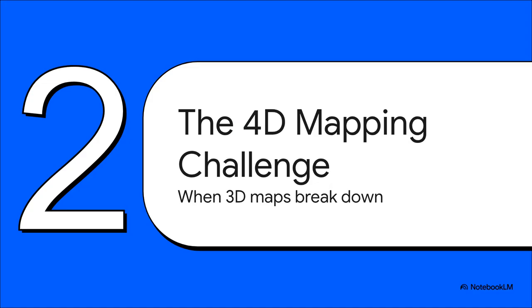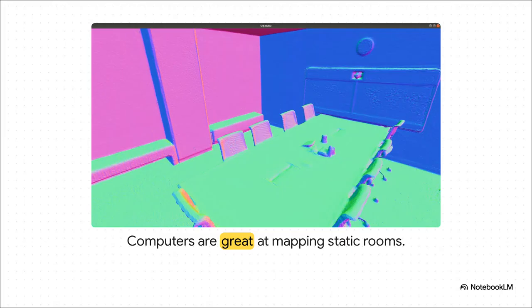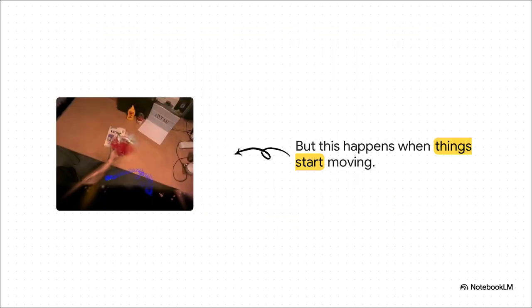And this brings us right to the heart of it, the 4D mapping challenge. How in the world do you build a stable, reliable map of a place that just refuses to hold a pose? And let's be clear, computers are already fantastic at this, as long as everything is perfectly still. Using a technique called SLAM, they can build these unbelievably detailed and accurate 3D models. Just look at this one. It's perfect.